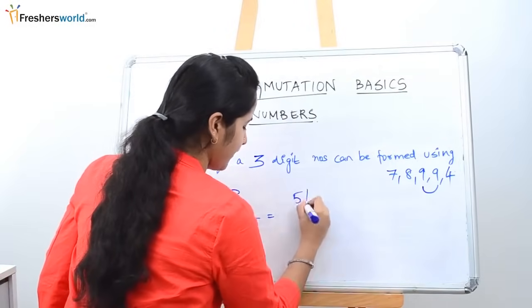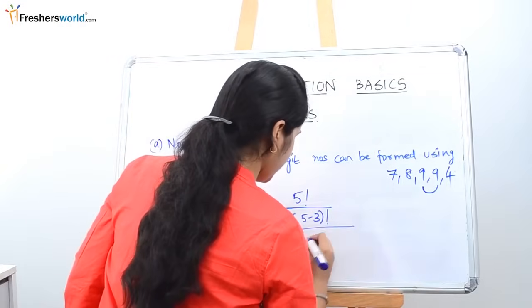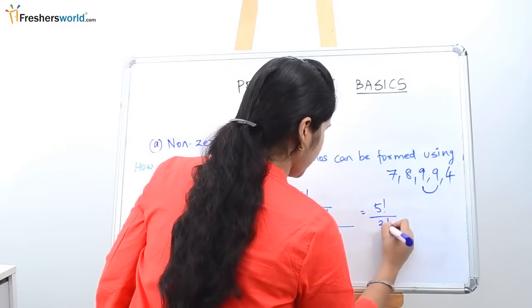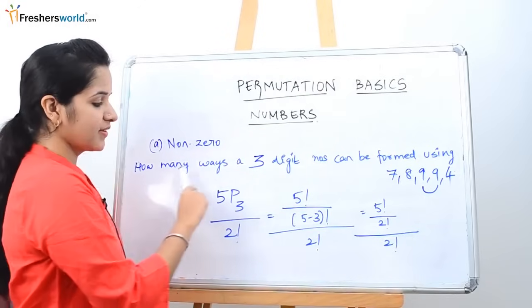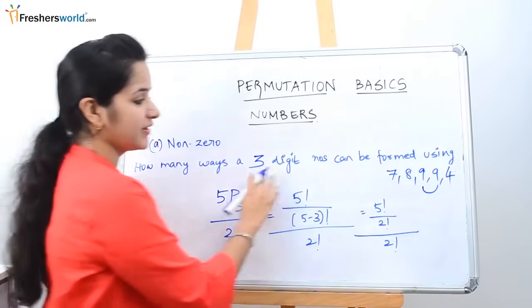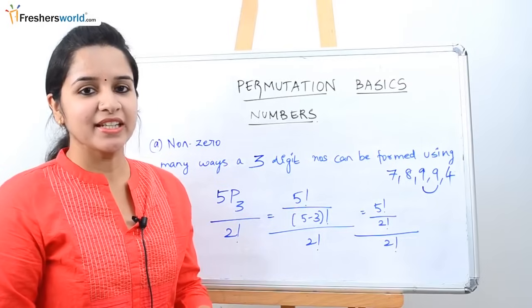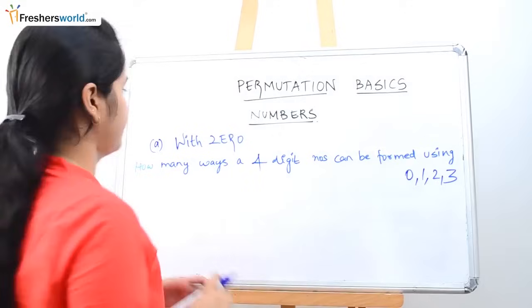Solve this. 5 factorial by (5 minus 3) factorial divided by 2 factorial, which is nothing but 5 factorial by 2 factorial divided by 2 factorial. Once you solve this, we will know the number of ways in which a 3-digit number can be formed using the given numbers. Next, we will deal with the sums where there is 0 in the question.